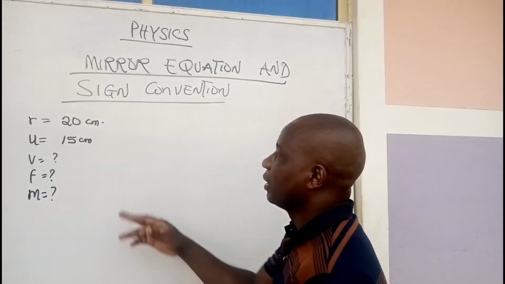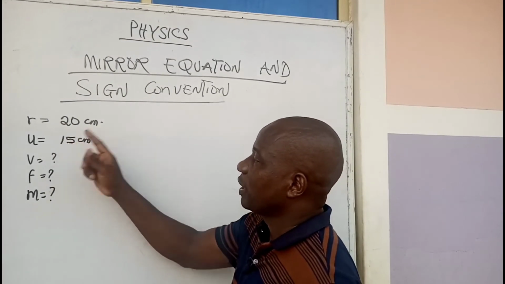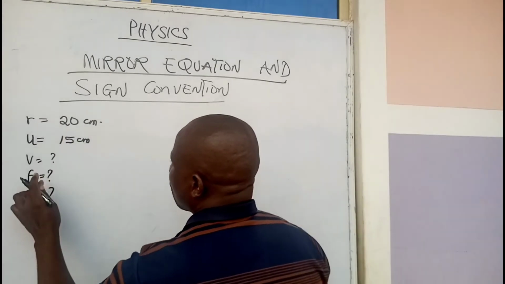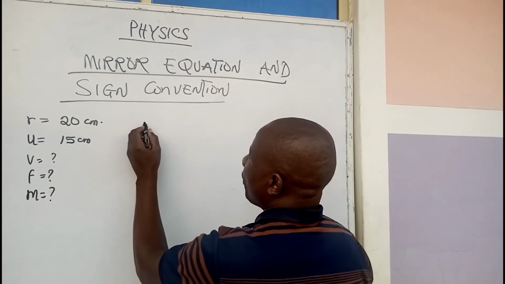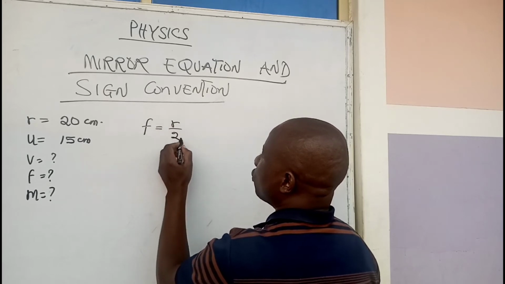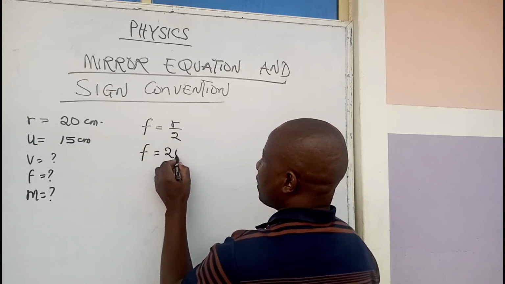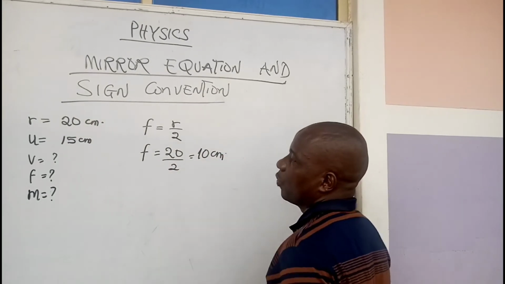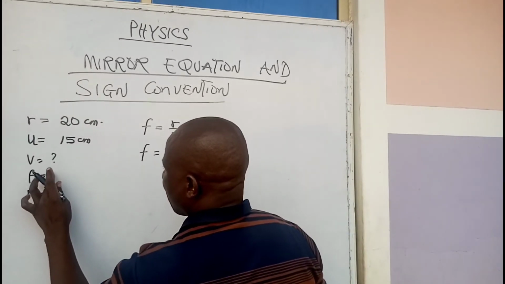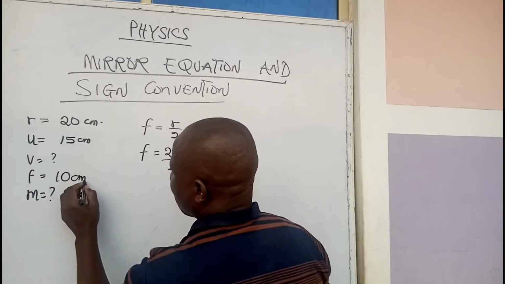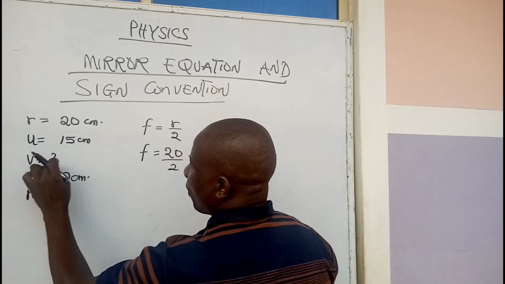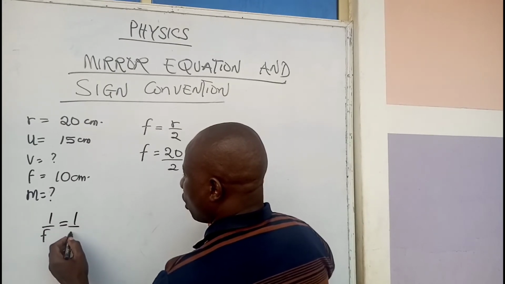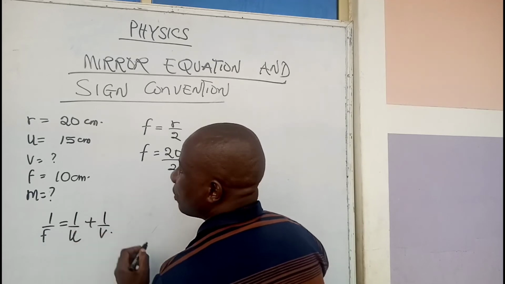From the question, we were given the radius of curvature to be 20 and the object distance to be 15. From this radius of curvature, we are going to get our f. From the formula, we have f is equal to r all over 2. r is 20, because this is our r, 20 all over 2, which is 10 centimeter. Fine, we have found this. So this one has now changed. It has become 10 centimeter. Now we can use our mirror formula to get our v. So we have 1 all over f is equal to 1 all over u plus 1 all over v.